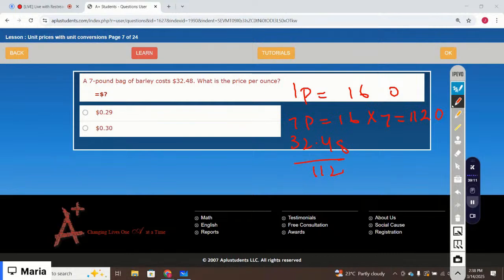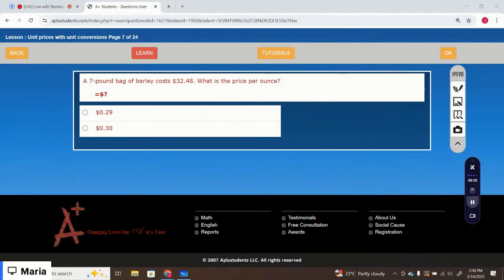16 times 7 equals 112. 32.48 divided by 112 equals $0.29. Option number 1 is the correct option, that is $0.29.